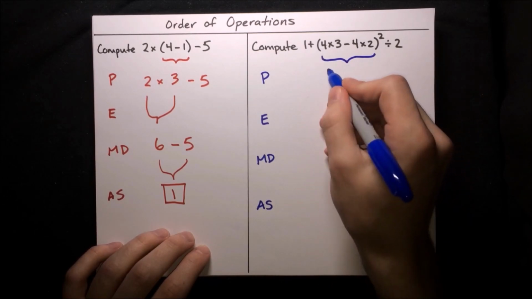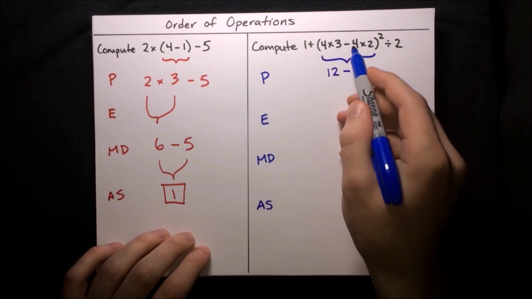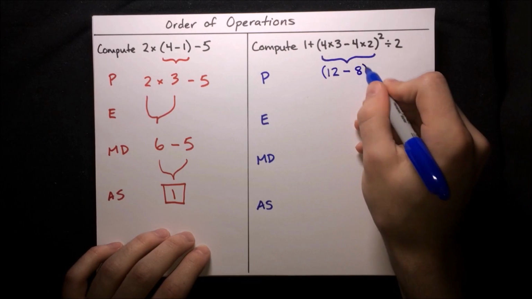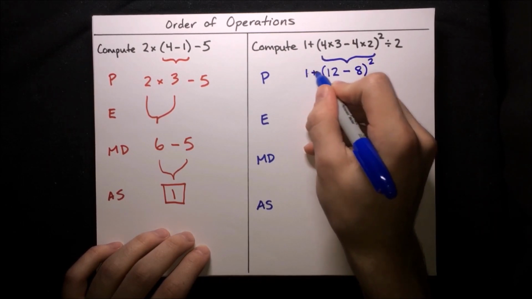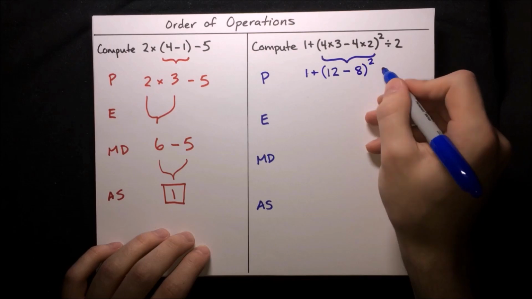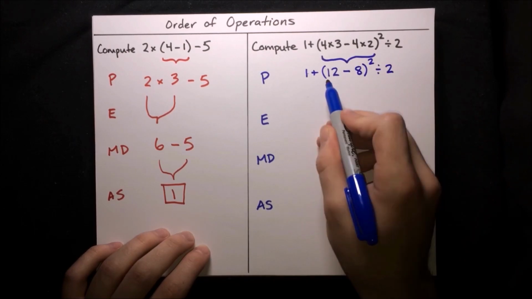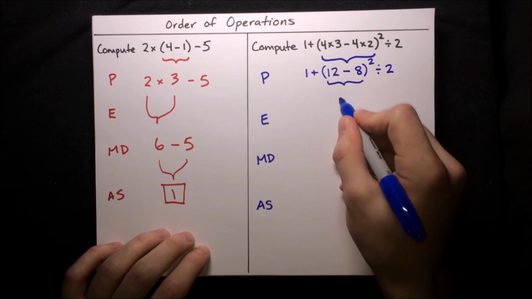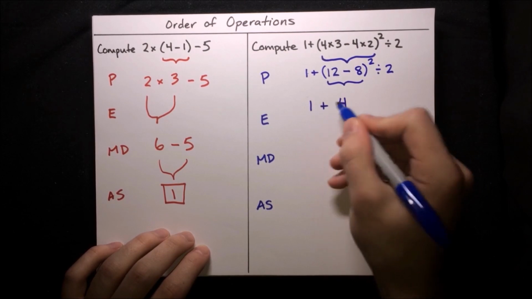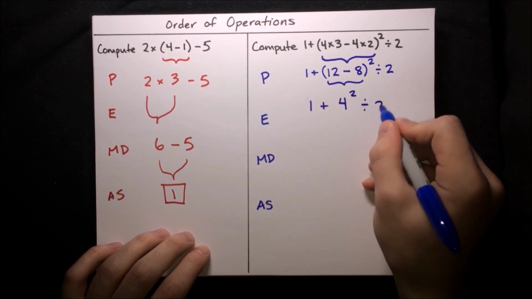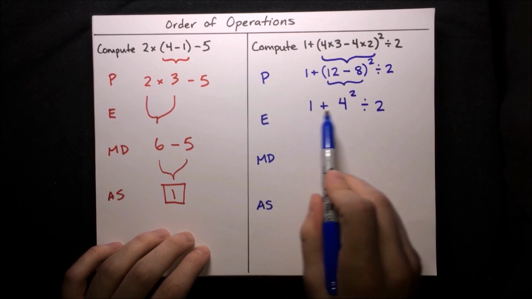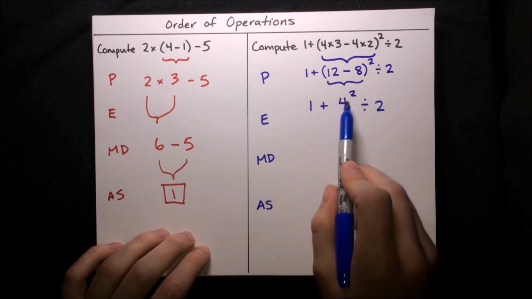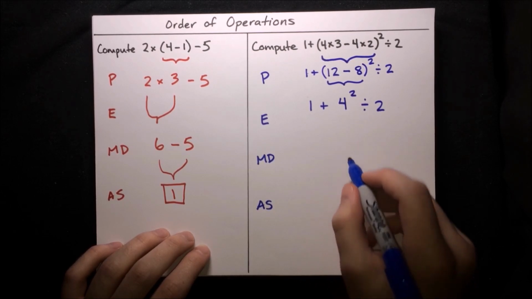4 times 3 goes to 12, and then we have a minus, and then 4 times 2 goes to 8. And that's all in the parentheses, so let's write that down and the rest of our expression as well. So 1 plus the quantity 12 minus 8 squared divided by 2. Now we can go ahead and finish off computing the parentheses. This 12 minus 8, that just goes to 4. And so we've got 1 plus 4 squared divided by 2. Okay, so next up, we've finished with the parentheses. Now we go on to exponents. Let's go ahead and compute that 4 squared. That's the only exponent here. 4 squared is just 16.